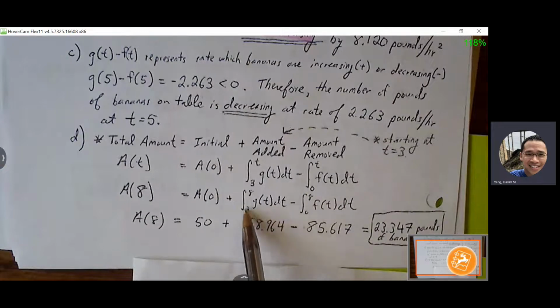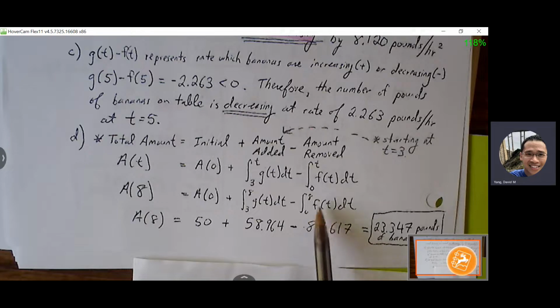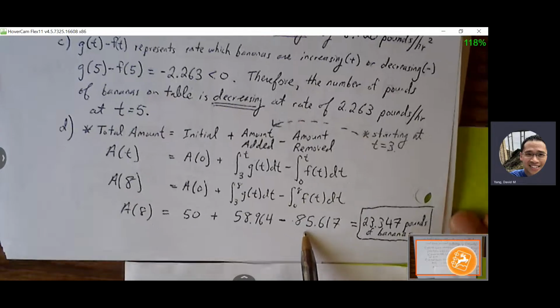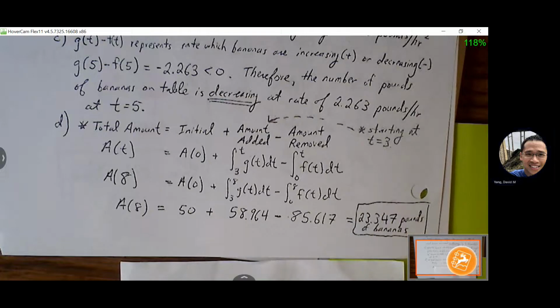Okay, so we take the integral from 3 to 8 of g of t. We get 58.964. A of 0 is 50. That's how much is on the display table to begin with. And then we subtract out those that have been removed, right? So f of t is a rate. We take the integral of that. This will tell us how many pounds have been removed. So after everything is said and done, 8 hours in, there's going to be 23 pounds of bananas on the display table.